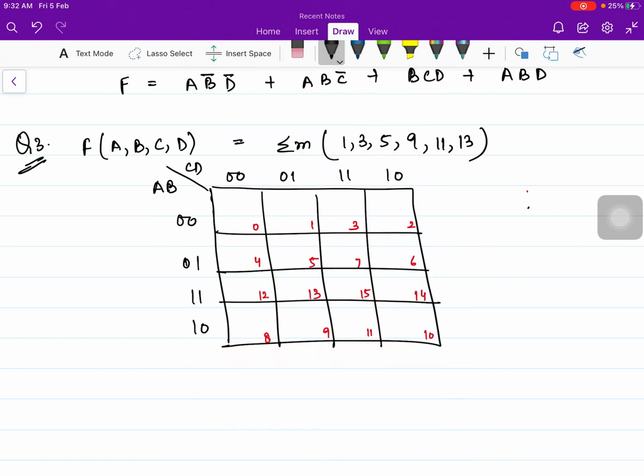Mark the ones: 1, 3, 5, 9, 11 and 13. Search for the biggest group. Group of 16, not possible. Group of 8, not possible. Now group of 4. Yes, I can easily see a group of 4 can be made. And now we are left with block 3 and block 11.